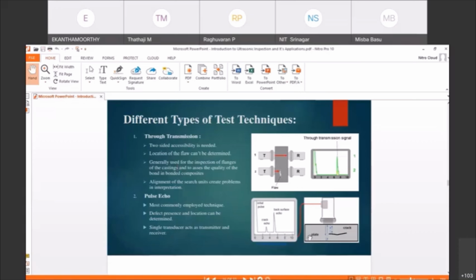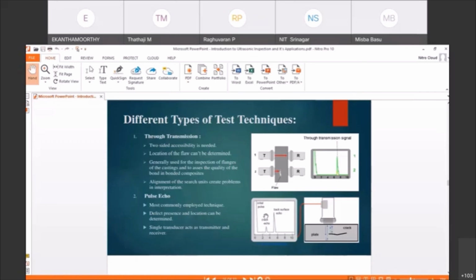Suppose you look at this block diagram, where a crack is there. Consider this a plate. This one is reflecting directly backward. When the beam approaches the crack, here you can see the crack echo.